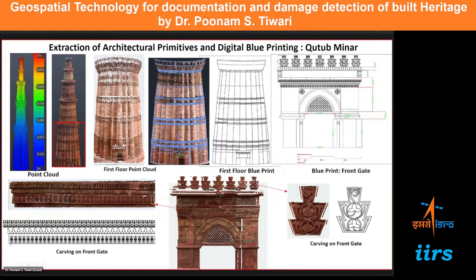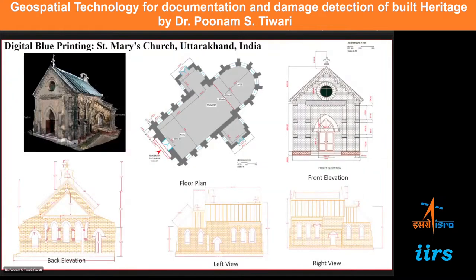So suppose this is the front gate of the Qutub Minar. Suppose there are carvings here on top. We will extract one single carving, one single element, and try to find out the drawing of that element, and then go on replicating it. Like this, for the entire Qutub Minar complex, all the buildings of the entire complex, digital blueprinting was carried out. You can see digital blueprinting has been done for other areas also.